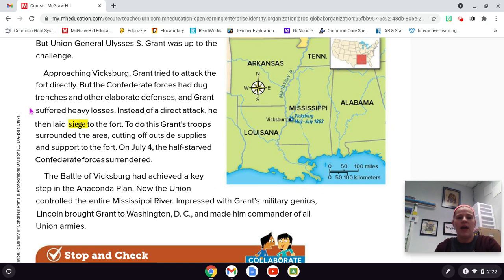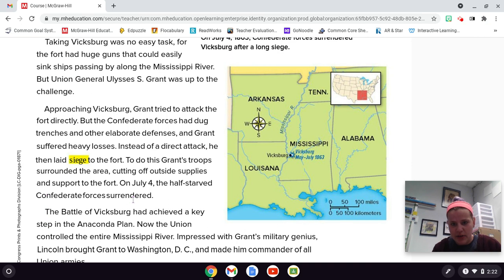The Battle of Vicksburg had achieved a key step in the Anaconda Plan. Now the Union controlled the entire Mississippi River. Impressed with Grant's military genius, Lincoln brought Grant to Washington, D.C., and made him commander of all Union armies. So again, the Battle of Vicksburg took place right here on the Mississippi River. They were able to surround the fort, cut off supplies, and contribute to that Anaconda Plan, which was that snake-like surrounding of the Confederacy and cutting off all their supplies.